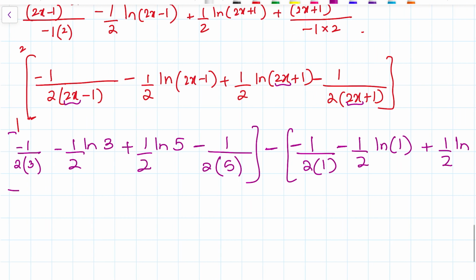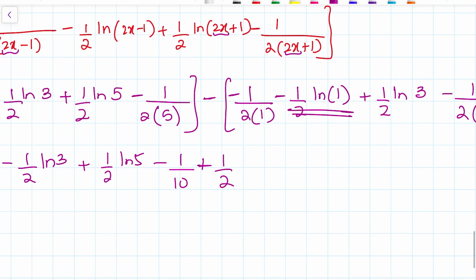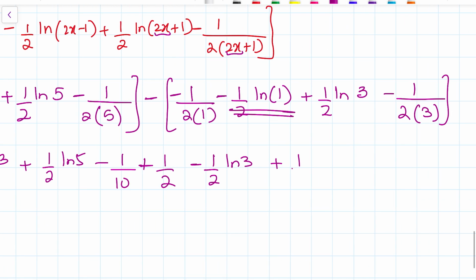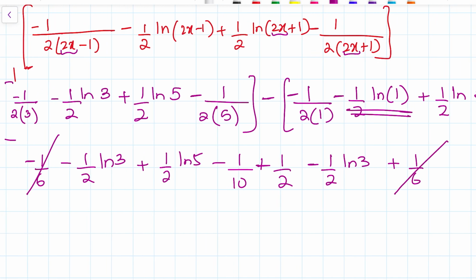Now let's do the calculation. Minus 1 upon 6, minus 1 upon 2 ln 3, plus half ln 5, minus 1 upon 10, minus is a plus 1 upon 2. This becomes a 0, we don't need anything. Minus half ln 3, minus is a plus 1 upon 6. Now, this cancels out. We are left with minus 1 upon 10 plus 0.5 gives us 2 upon 5. So we are also done with this calculation.